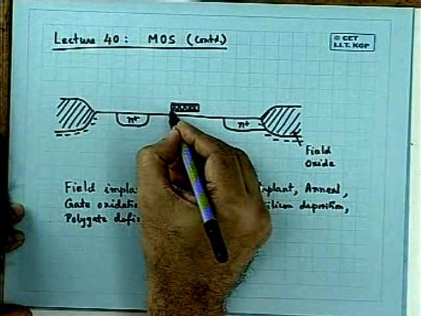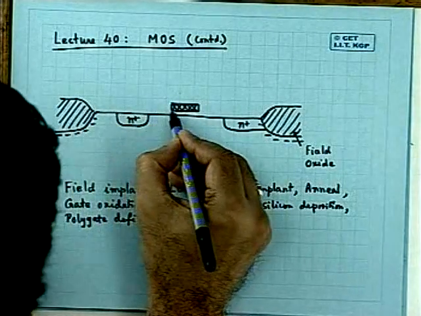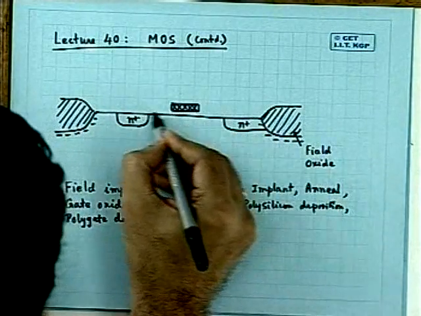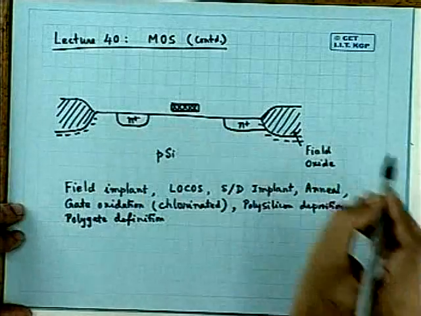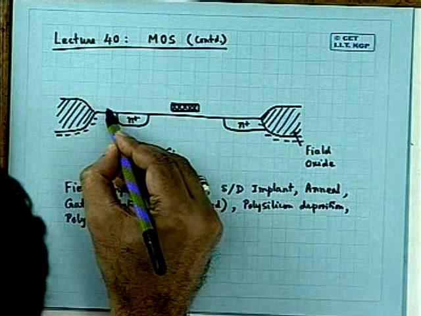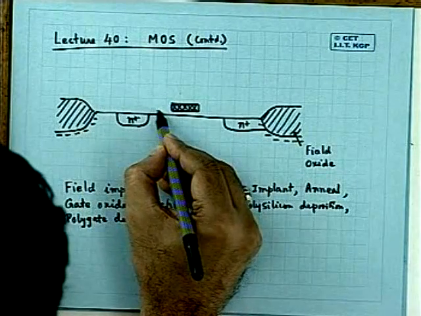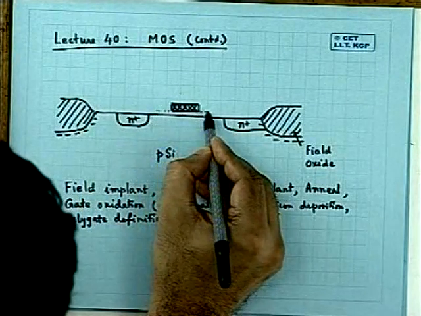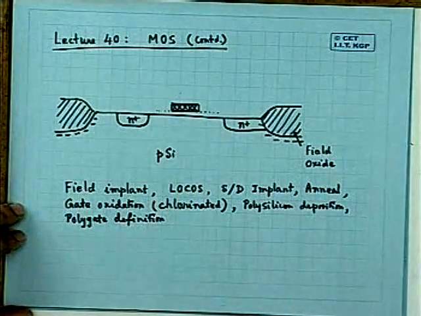And just below it, there is an oxide. Okay? I am not showing the oxide here. Please remember, there is an oxide here. I am not showing it intentionally. There is an oxide here, everywhere: thin oxide, gate oxide.